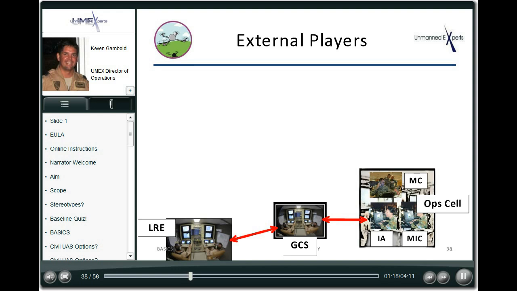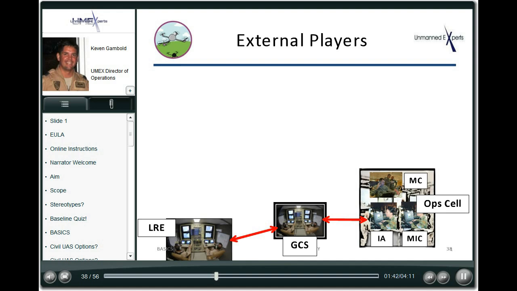An image analyst will be working on the video feed, maybe even the sensor feed if using a synthetic aperture radar or other such, and some form of a MIC, in this case a mission intel coordinator, somebody dealing with the various information inputs and ensuring that the crew gets all the intel that they require.